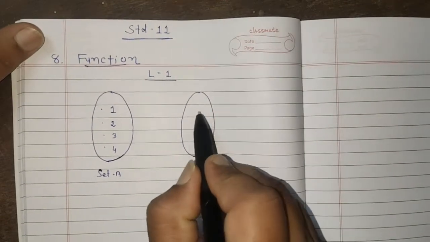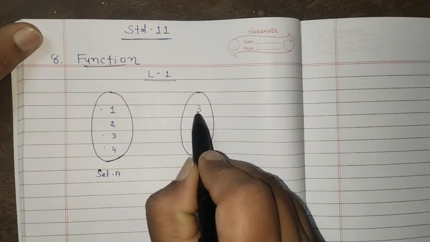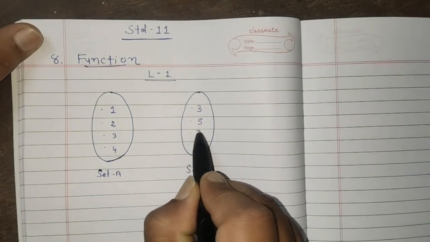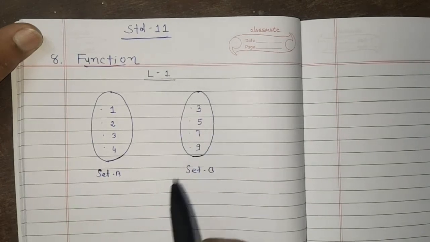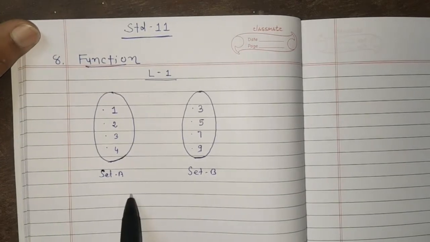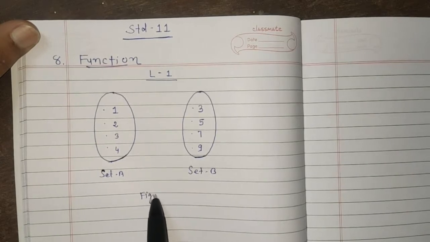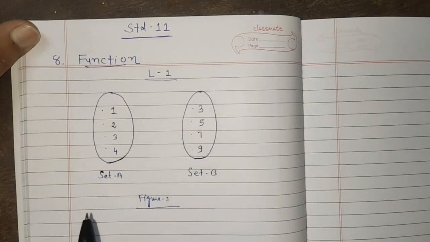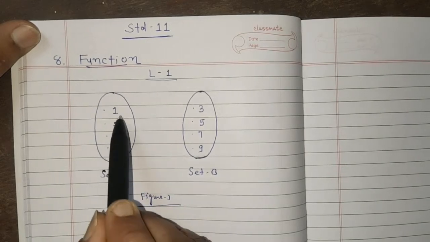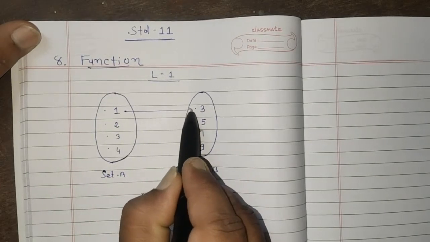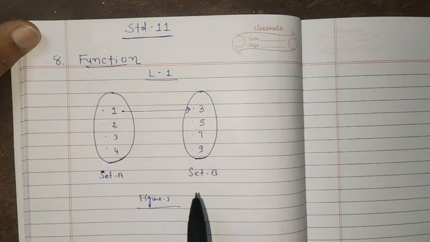And in set B: 3, 5, 7, 9. That's figure 1. We can see in this figure that element 1 of set A has a correspondence relation with element 3 of set B.